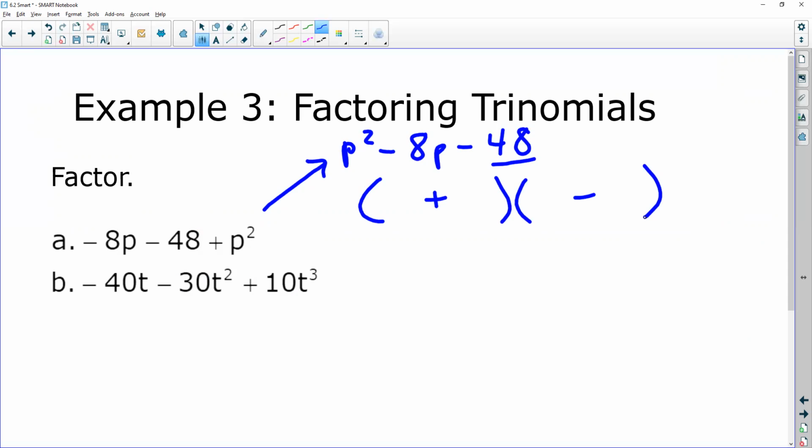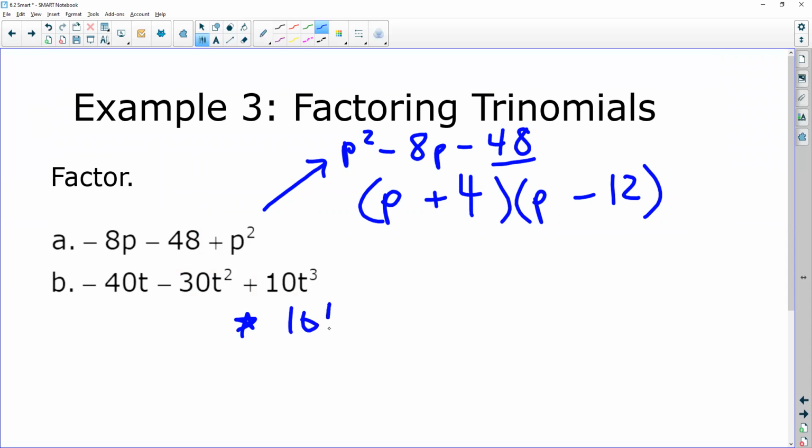So that's actually going to be, let's see, I'm going to use 4 and 12 because minus 12 plus 4. That's going to get me negative 8 and negative 48. Same thing down here below. This one actually has a trick in it, so pay attention.